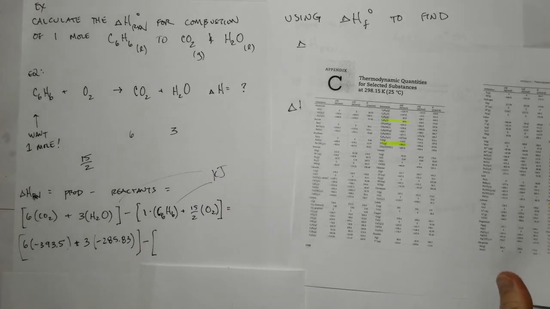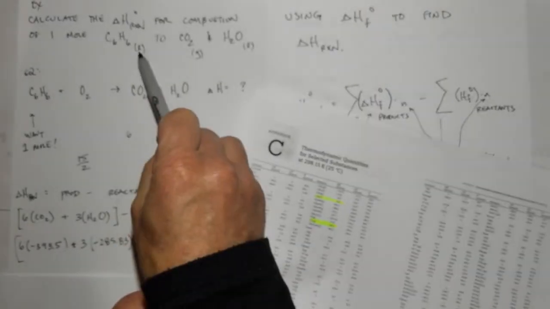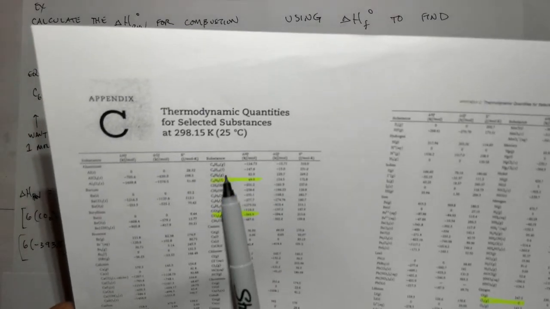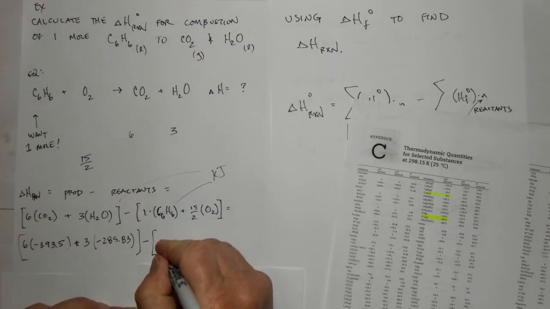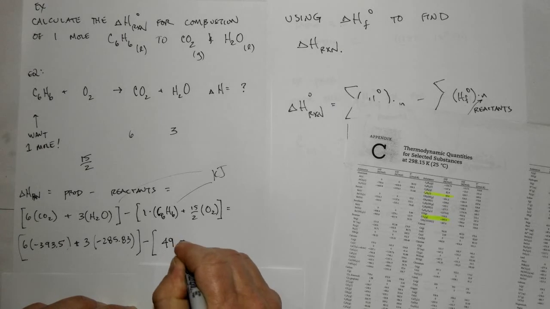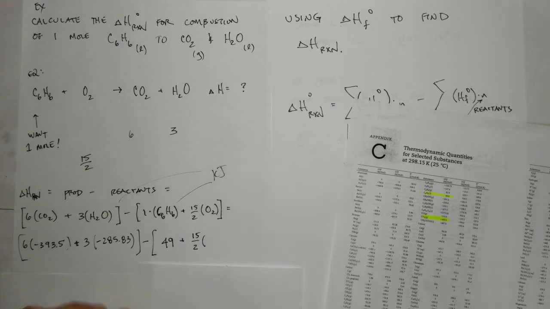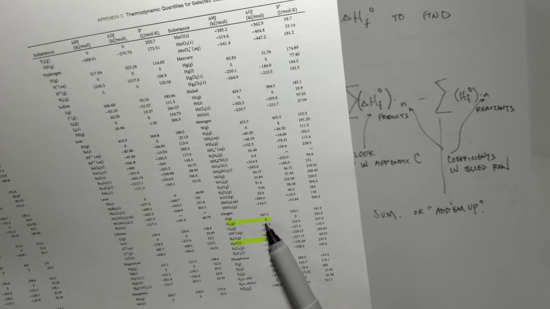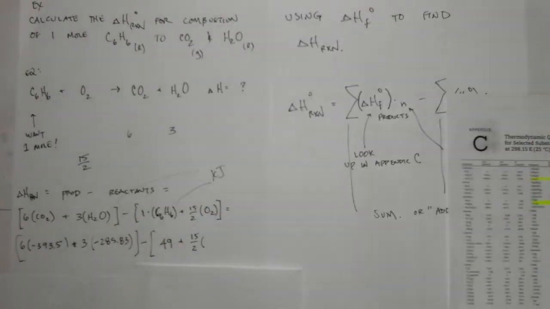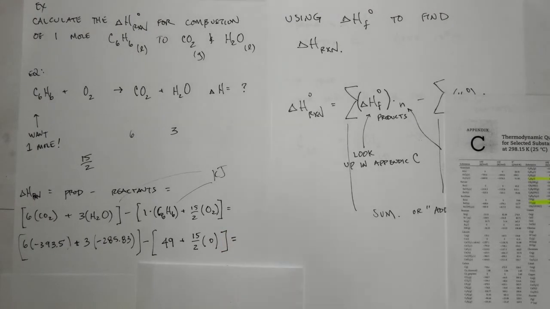Minus the reactants, and one of them is benzene, in its liquid form. If you see right up here, there are 2 different values, one for the gaseous and one for the liquid. We want the liquid one, positive 49. 1 times 49 is 49. Plus 15 halves times oxygen. Oxygen is over here under oxygen, in its gaseous form, and since it's diatomic, we'll look for O2, and that's 0. Oh, 0. That makes the equation easy. So 15 halves times 0 is 0, of course.